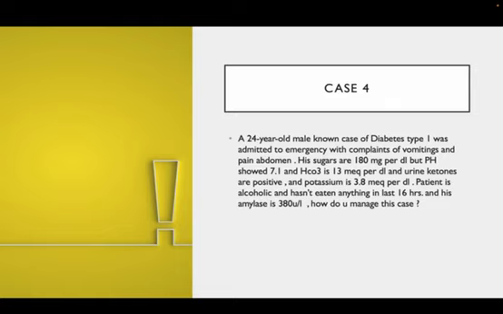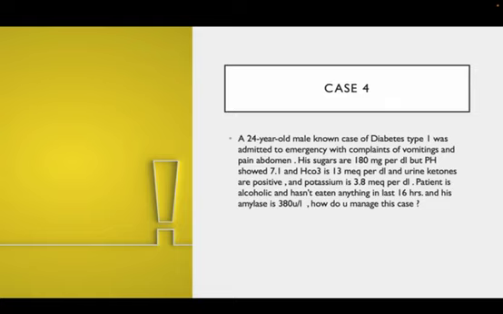So we will start from point 1. He is a known case of type 1 diabetes, so there is a chance of DKA. His sugars are 180, pretty much less than 250, that is not meeting DKA. pH is acidotic, so there is metabolic acidosis. We don't know about the anion gap, maybe increased anion gap also. Urine ketones are positive, so it is meeting criteria of DKA.